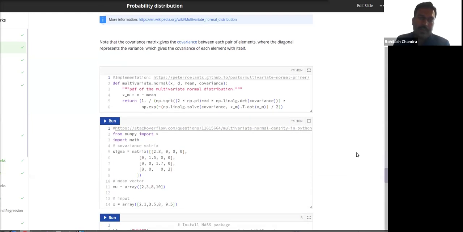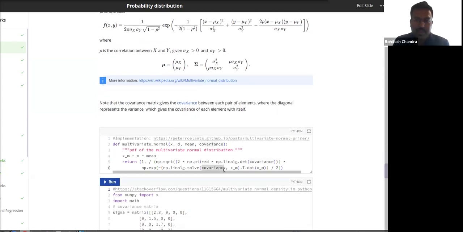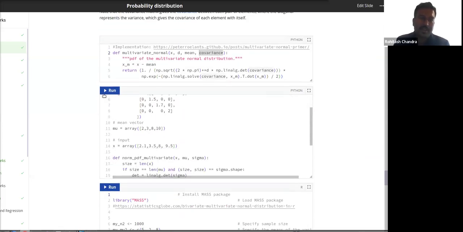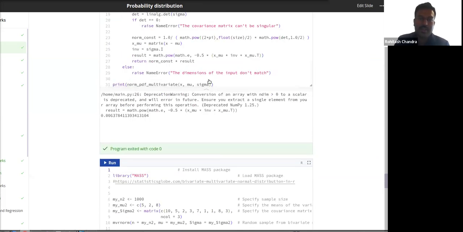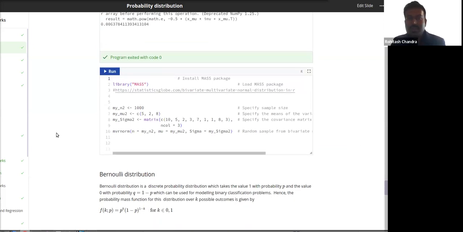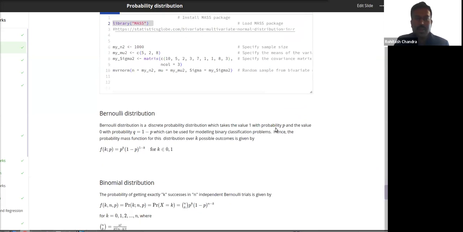Not going further into spending too much time here, I just want to say that in Python you have the code, and this is the implementation of a multivariate normal from scratch. It is using a covariance matrix. We assume a covariance matrix, run that, and can draw from the distribution. Similarly, we can use the R library MASS to generate.